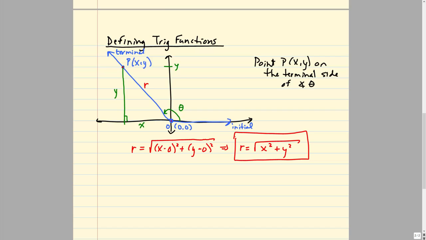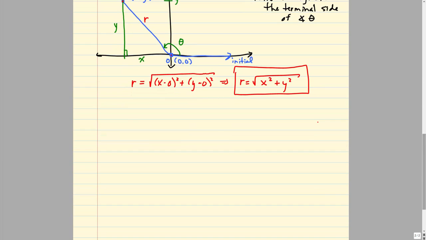Okay? And it's not a formula you have to memorize because you know Pythagorean's theorem, so you should be able to come up with it anyway. Now, we don't have to worry about plus or minus here because I'm only talking about the positive distance from this point O to this point P. Okay? And again, we're going from initial to the terminal side for that. Now once I have this set up, I can actually write out all my trig functions.